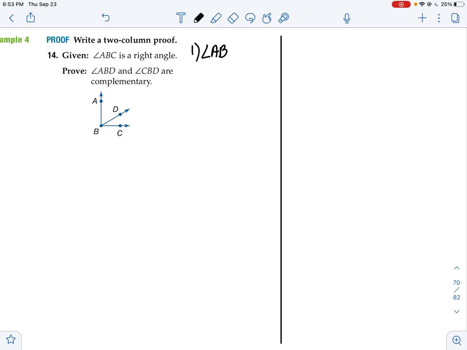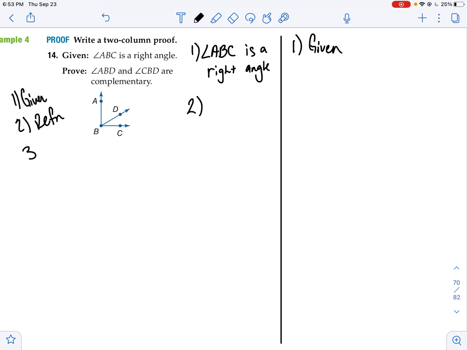So one, angle ABC is a right angle, that's given. And I want to prove that ABD and CBD are complementary. Well, right angle, what does that mean? So we start with our given.